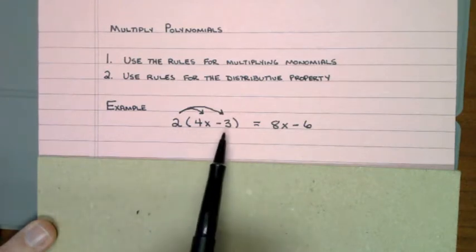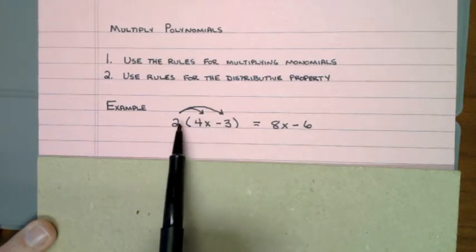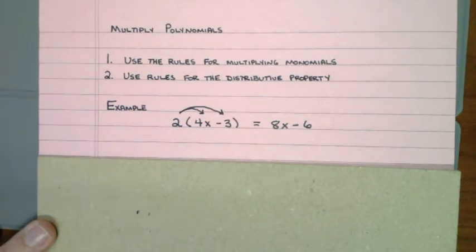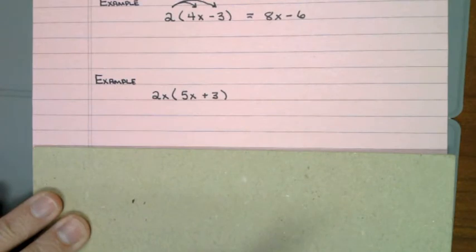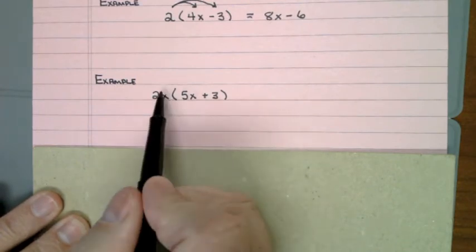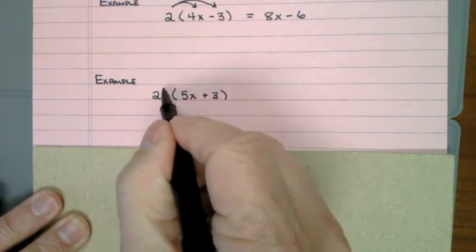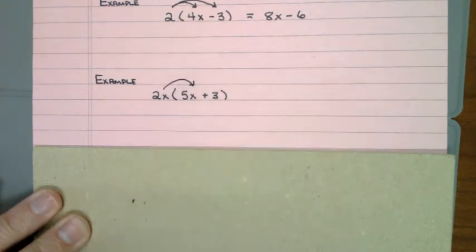You've seen problems like this when it was just the distributive property. The only thing that we're going to add is we're going to put variables out here on the outside. You're going to take the term on the outside and multiply it to each term on the inside. So let's look at this example. Like the other one, I'm going to take what's on the outside and I'm going to multiply it to each term on the inside. I'm going to take this 2x and multiply it to 5x.